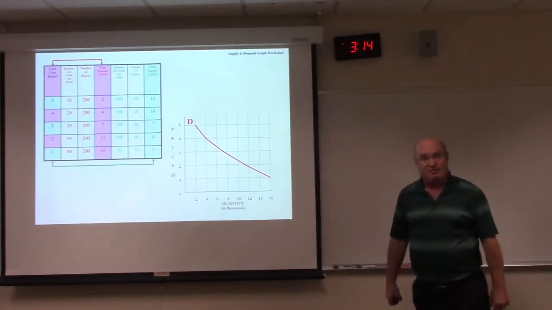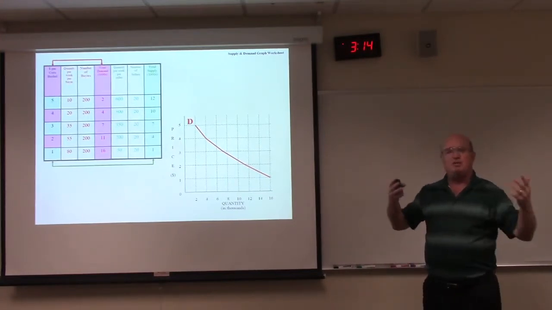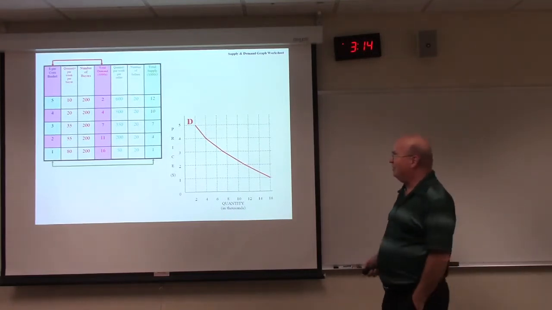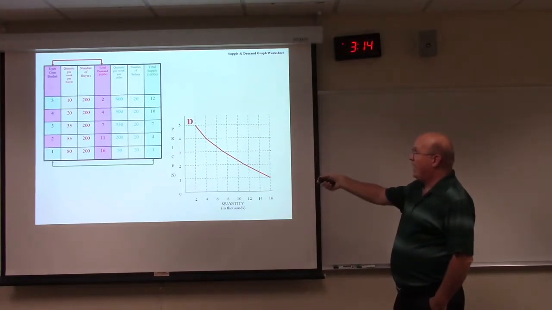Mark it with a D so that you know it's demand, because if you're not using colors like I'm using, you're going to be using one color for the whole thing. So make sure you mark it with the demand curve. Then we do the same thing for the other side, but we ignore this line, we do this line.